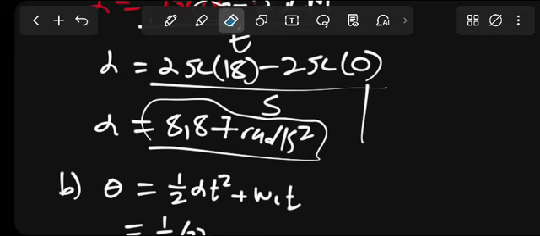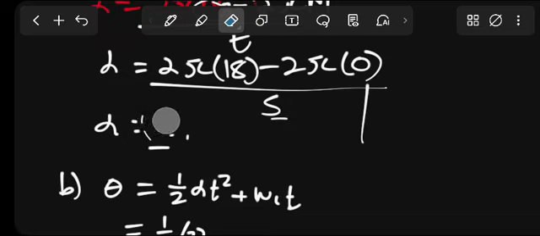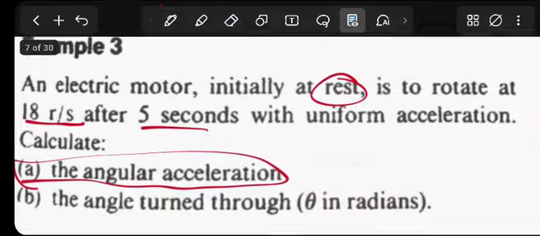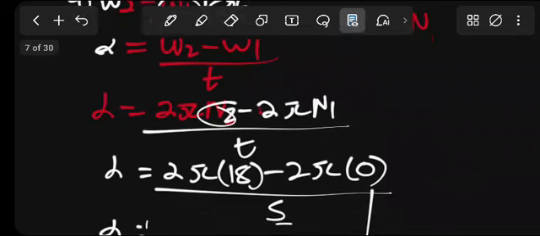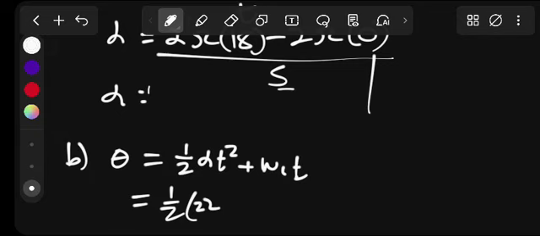Is this correct? It's wrong. Just punch this again. This one is wrong. We have 5 seconds. This must be 22.65 rads per second squared.